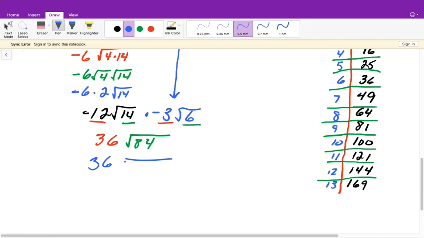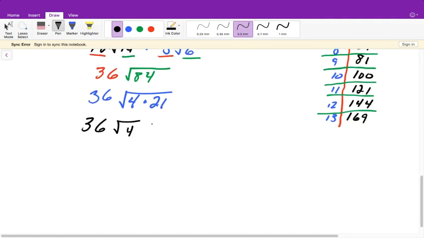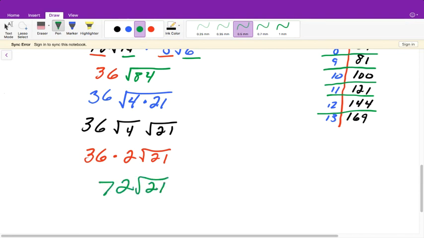36 goes into it. Well, 36 times, I'm sorry. 4 goes into 84, so 4 times, it goes into 84 21 times. So then I'm going to go ahead and I will separate this. So it's 36 times the square root of 4 times the square root of 21. Well, I know the square root of 4 is 2, so 36 times 2 times the square root of 21. And 36 times 2 is going to give me 72 times the square root of 21. And 21 only has factors of 3 and 7, so no perfect square goes into it.